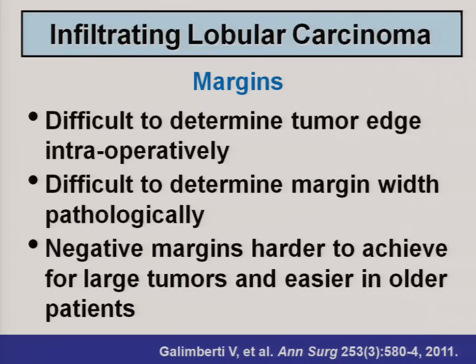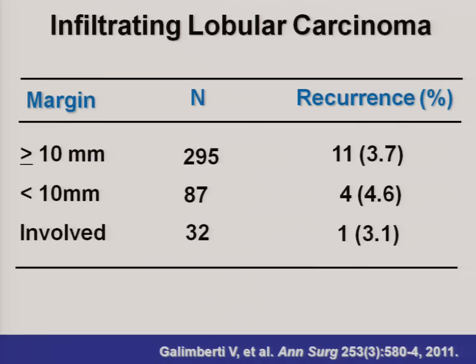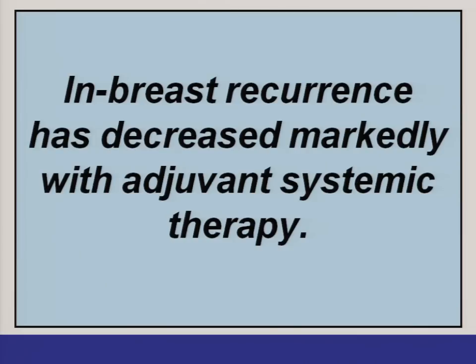Lobular carcinoma, it's hard to feel intraoperatively. It's hard to define the margin width for the pathologist because of the single cell infiltration, and negative margins are harder to achieve in larger tumors and easier to achieve in older women with fatty breasts. Next. Again, though, if you look at the recurrence rate, greater than 10 millimeters, 3.7, less than 10 millimeters, 4.6, involved, 3.1. In Milan, you want them involved.